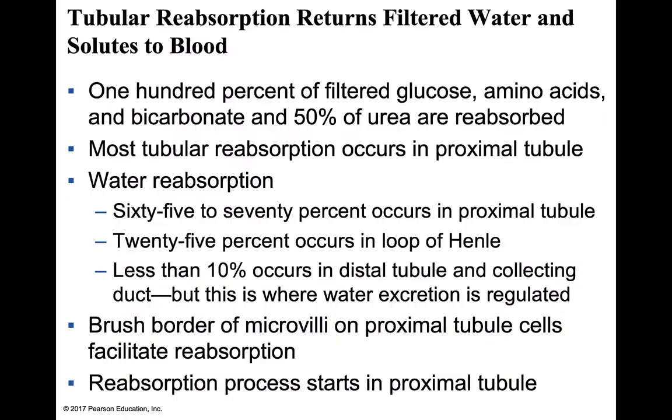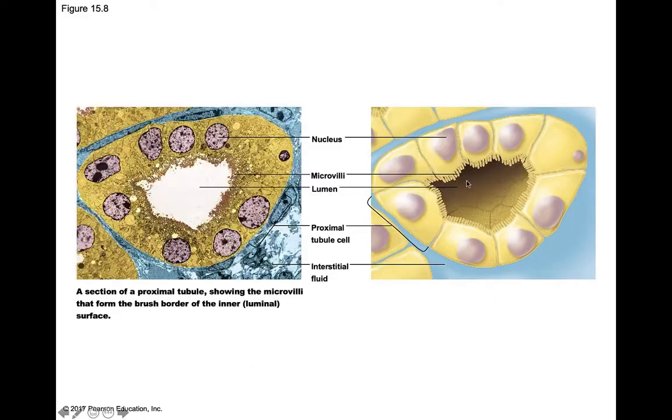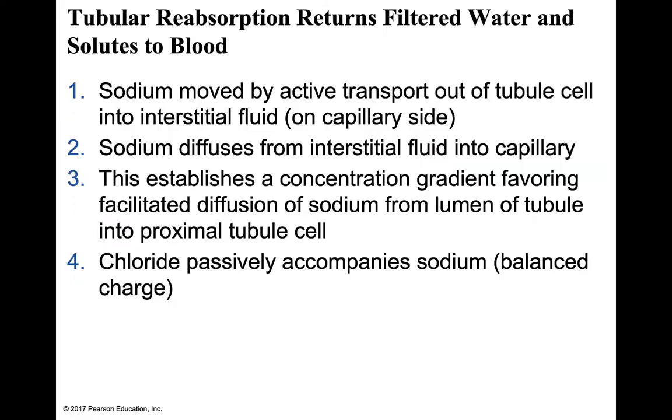Now, as I said previously, 100% of filtered glucose, amino acids, and bicarbonate, and 50% of urea are reabsorbed within the proximal tubule. 65 to 70% of reabsorption occurs in the proximal tubule, 25% occurs in the loop of Henle, and less than 10% is taking place in the distal tubule. The brush border of the microvilli in the proximal tubule cells facilitates reabsorption, and that's an adaptation that defines what the proximal tubule does. We can see all of the microvilli here. Once again, this is the proximal tubule, and it's designed primarily for reabsorption.